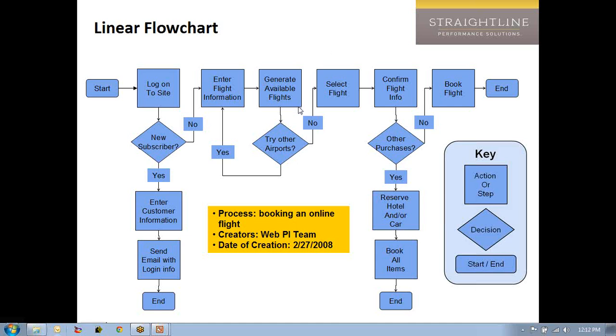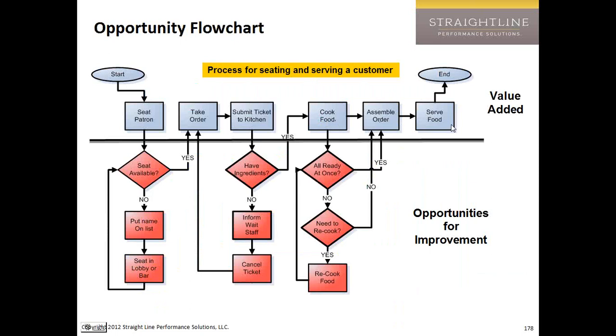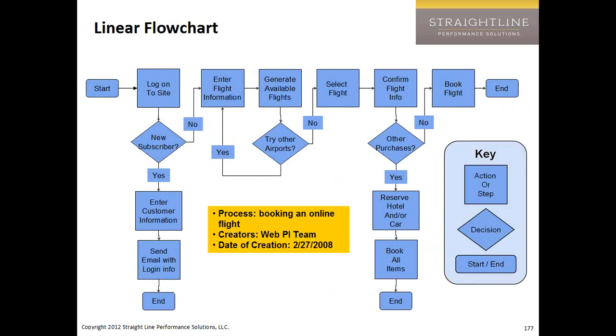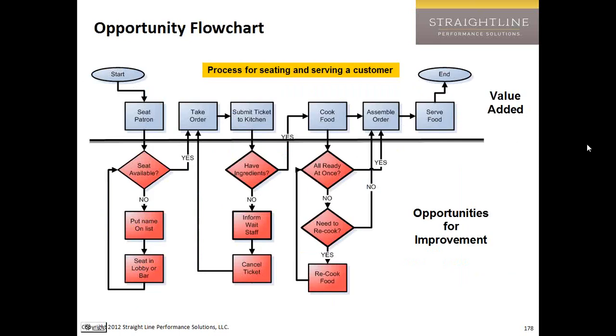That's a linear flowchart. Now, sometimes linear flowcharts can be turned, sometimes directly, into what's called an opportunity flowchart. So in an opportunity flowchart, what we're doing is looking at... There we go. Let me stay there. In an opportunity flowchart, admittedly, we're missing some things here, right? Because I don't have a key for the color or the symbols, or the who did this and the date.